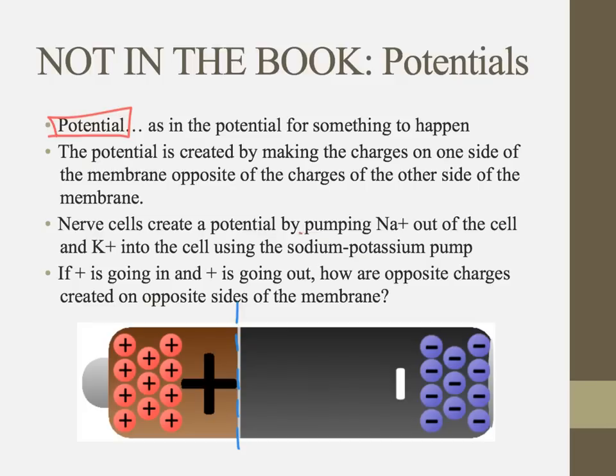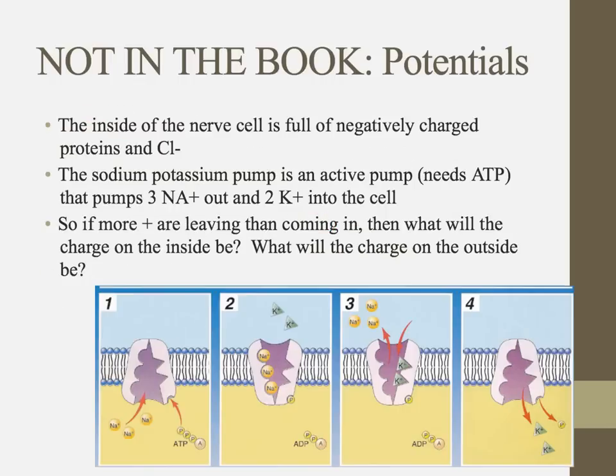So they're going to be pumping actively sodium ions out of the cell and potassium ions into the cell. And that's going to help to create these areas of built up opposite charges. Okay, so let's talk about what's happening in our nerve cells.